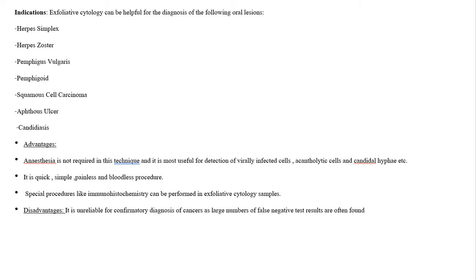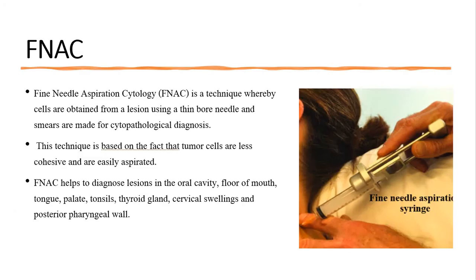Disadvantages: it is unreliable for confirmatory diagnosis of cancers as a large number of false negative test results are often found. FNAC is another type of cytological examination. It stands for fine needle aspiration cytology. It is a technique whereby cells are obtained from a lesion using a thin bore needle and smears are made for cytopathological diagnosis. This technique is based on the fact that tumor cells are less cohesive and are easily aspirated.